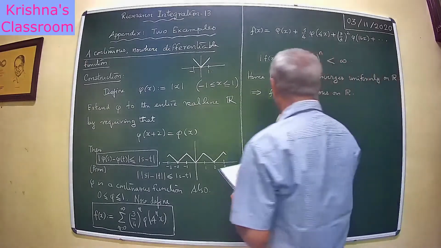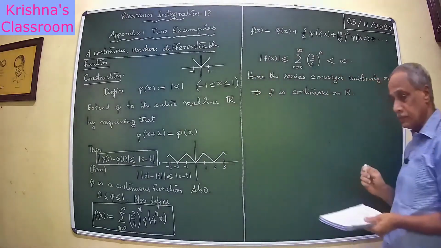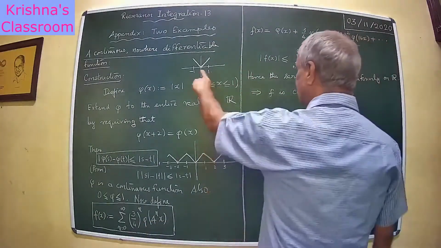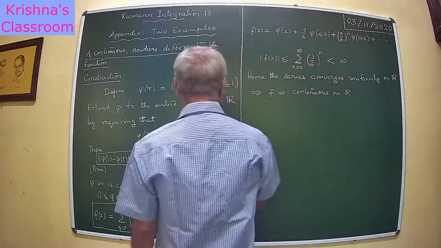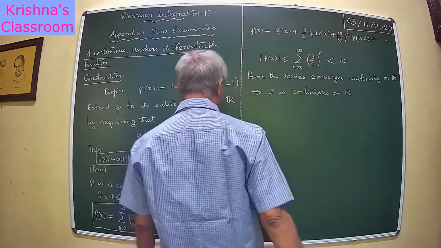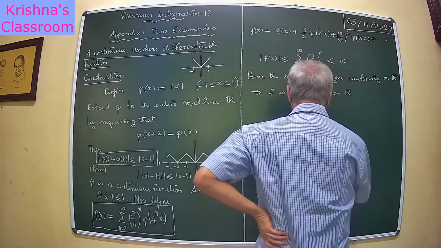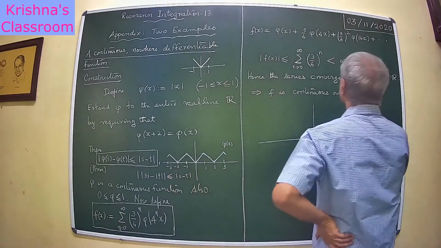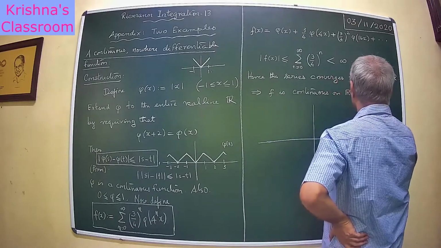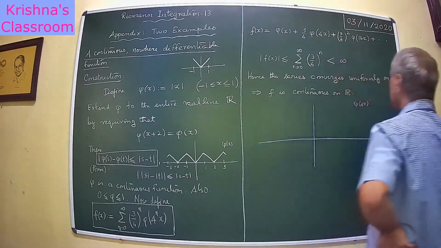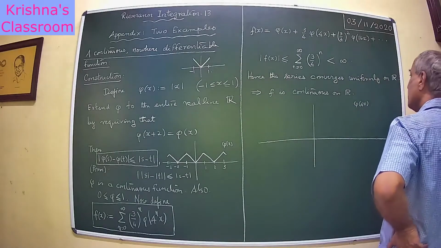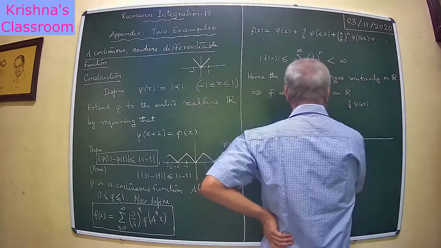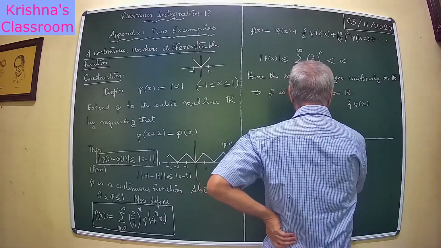Now what we want to prove, but before we proceed further, let us see what happens to the successive terms of this. This is your phi x. Now what happens if you take phi of 4x? In fact we can take it as 3 by 4. So let me mark here 1. This is 3 by 4.